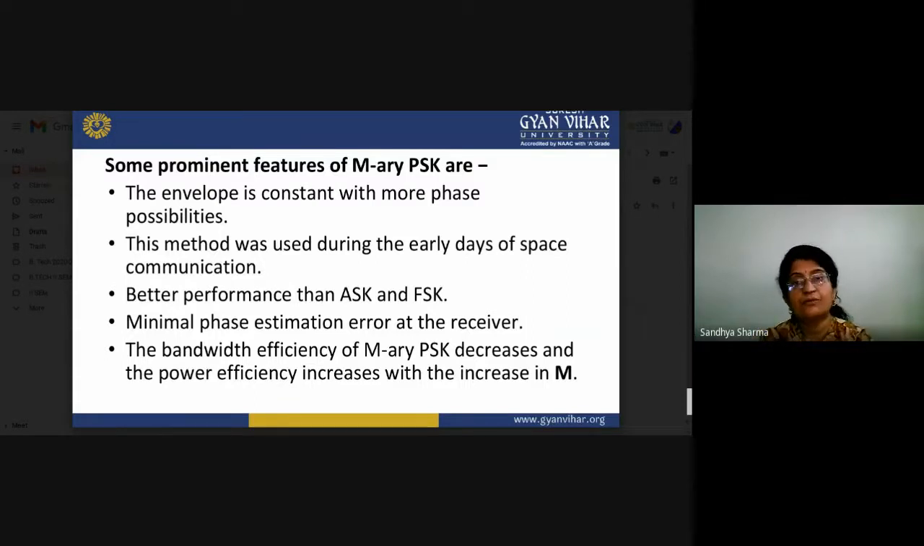So basically, the role of M-array PSK or FSK is that for better performance, for enhancing, there is a minimum estimation error. So if you want to study this type of features, you have to move to M-array PSK, and there are so many possibilities in M-array PSK signals.